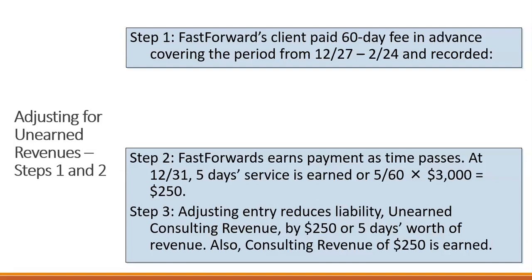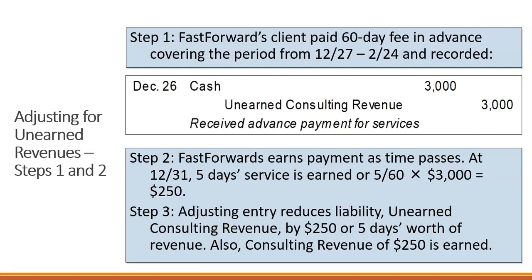On December 31st, we have to record an adjusting entry because we're getting ready to prepare our books for financial reporting, which means that we have to recognize all revenue and expenses that have occurred through December 31st. So on December 31st, 5 days of service has been earned. So we are going to do a debit to unearned consulting revenue for $250 and a credit to revenue of $250.